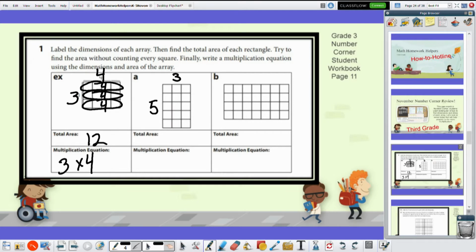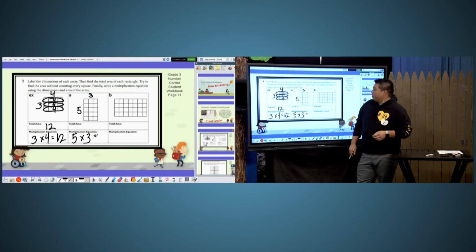All right, so here we go. We got 5 rows and 3 columns. So we can make our multiplication equation. Let's finish this one off. So we have 5 times 3, because there's 5 rows times 3 columns. And let's see, that's 15.